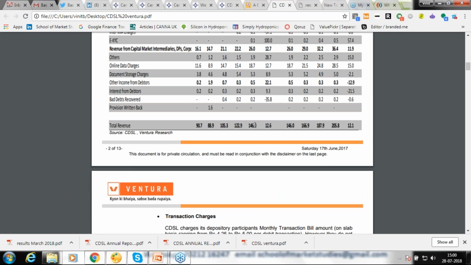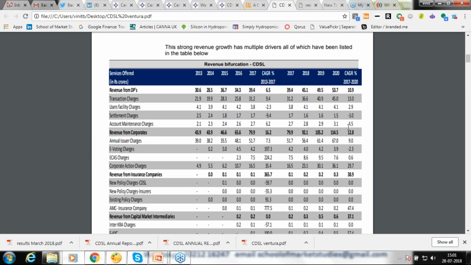What happened? So that 146 continues here, and here we are expecting very brisk business growth. So 146 will become 167, 187, 206, and while the growth rate was 12.6%, this time we are expecting a little slower growth at 12.1%. Okay, so now let's go into the breakdown of the revenue and see what are the revenue streams, where are they getting the revenues from. So primarily from DPs, corporate revenues, insurance companies, and revenue from capital market intermediaries.